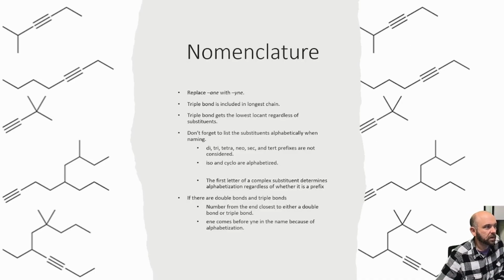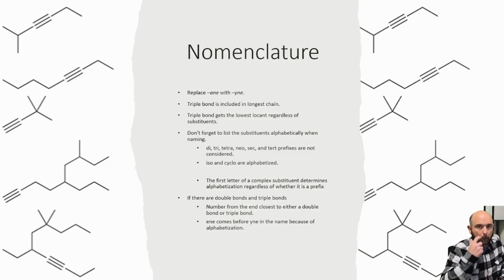On this slide, we have the rules for naming alkynes according to IUPAC nomenclature. We see that rule number one, much like we saw with the alkenes, we are going to replace the -ane ending with the -yne ending. And if there is a triple bond present, we're always going to make sure to include it in the longest chain. The triple bond gets the lowest locant regardless of the substituent.